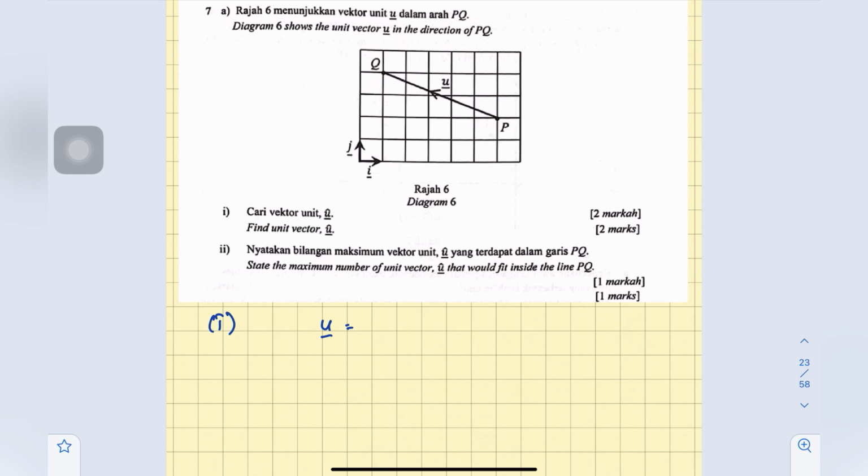Okay, so kita tengok kat sini. For x, 1, 2, 3, 4, 5. 5 to the left, so negative 5i. For j, 1, 2 up, so plus 2j. Itu vector u. So, to find the unit vector, you need to find the magnitude. Magnitude vector u equals square root of negative 5 squared plus 2 squared, equals root 29.